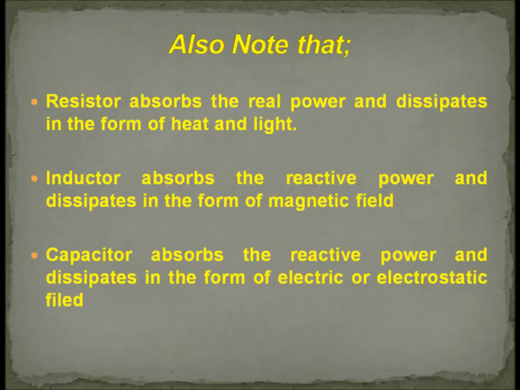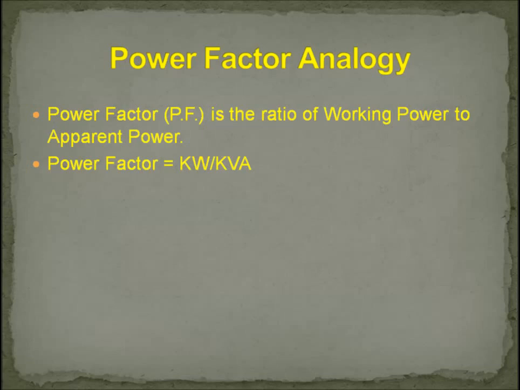Also note that a resistor absorbs the real power and dissipates it in the form of heat and light. An inductor absorbs the reactive power and dissipates it in the form of a magnetic field. A capacitor absorbs the reactive power and dissipates it in the form of an electrostatic field.